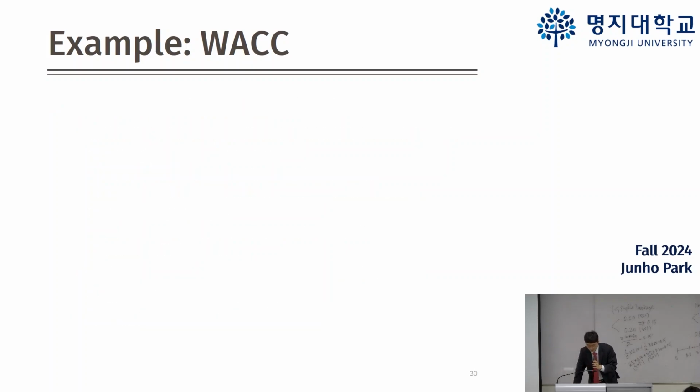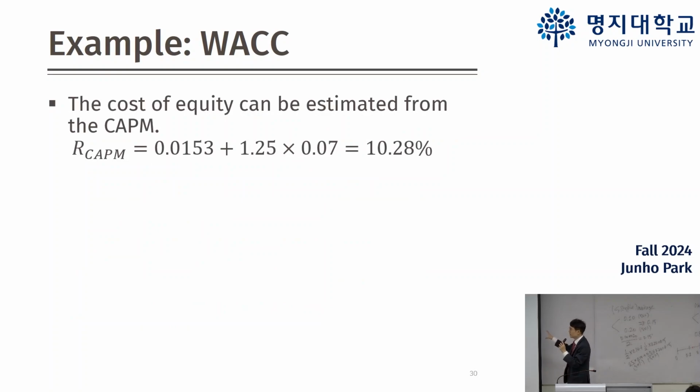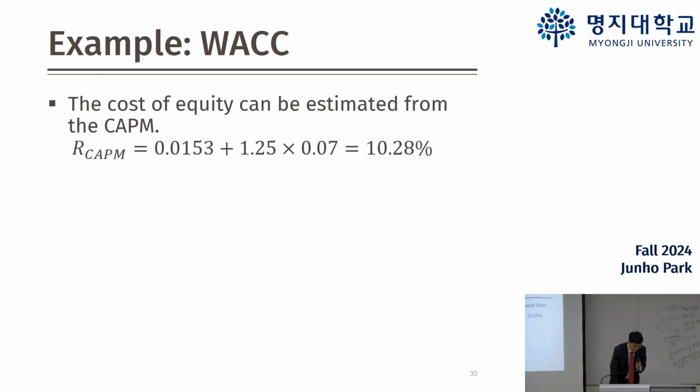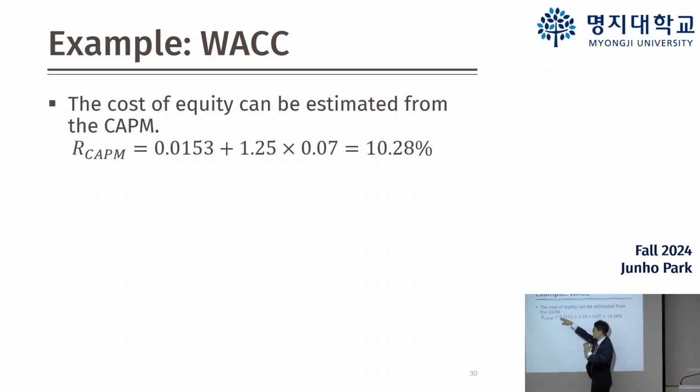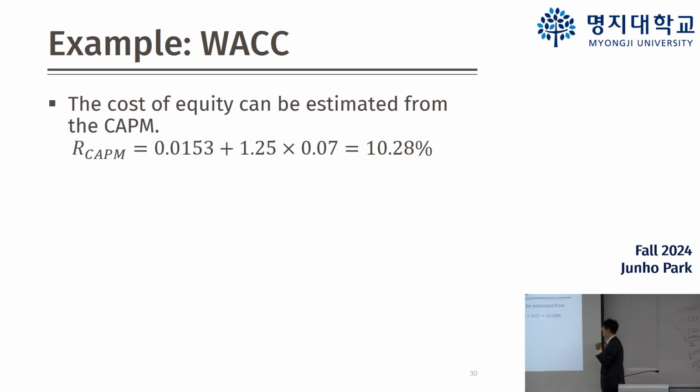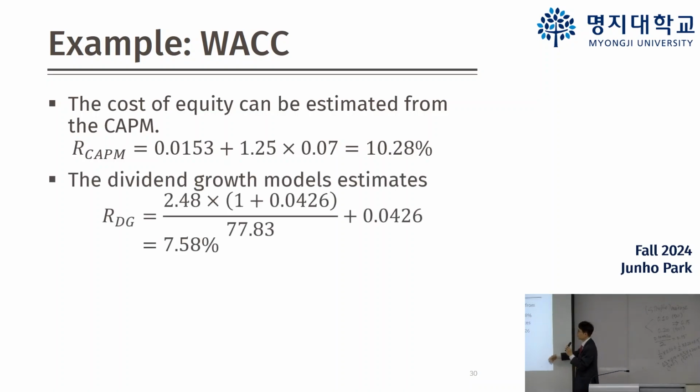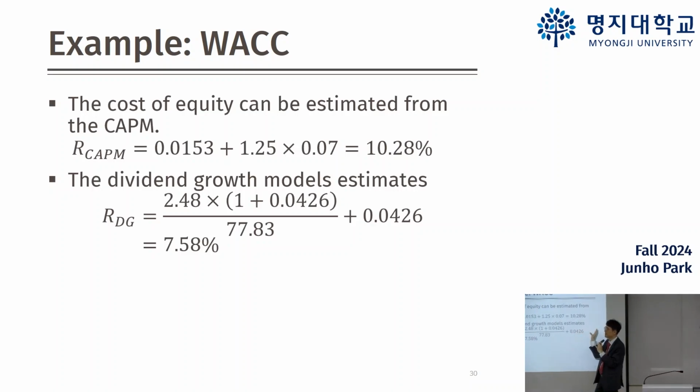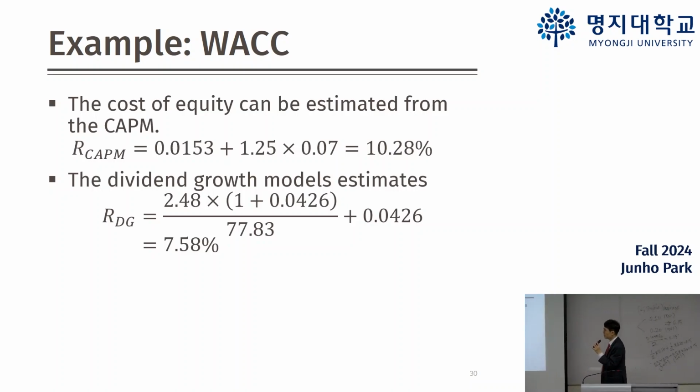So we are going to rely on these two models. First, we can get the cost of equity based on the CAPM. So we have beta, the risk-free rate of return, and the market risk premium. And we get approximately 10%. And we also can rely on the dividend growth model because the company also has dividend, and then we get a different number, which is 7.6.